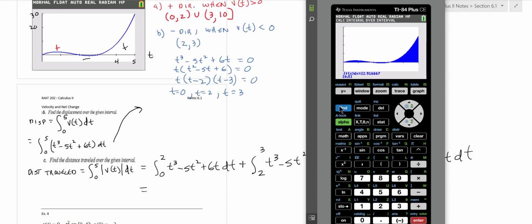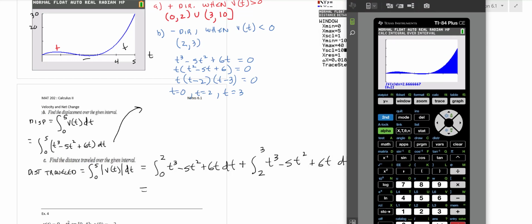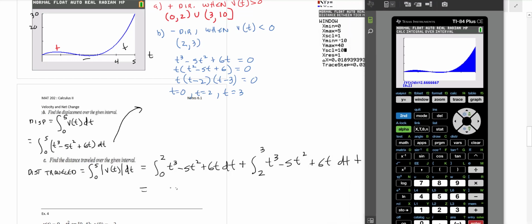I'm going to go ahead and go second trace, option 7, and we're going to integrate from 0 to 2. So lower limit 0, upper limit 2. Okay, and I'm just going to write down decimals, and you want to use as many decimals as you can on here. So clearly that's just repeating 6s. And we're doing absolute value. I mean, that's a positive number, so it doesn't matter. It's the next one that matters.